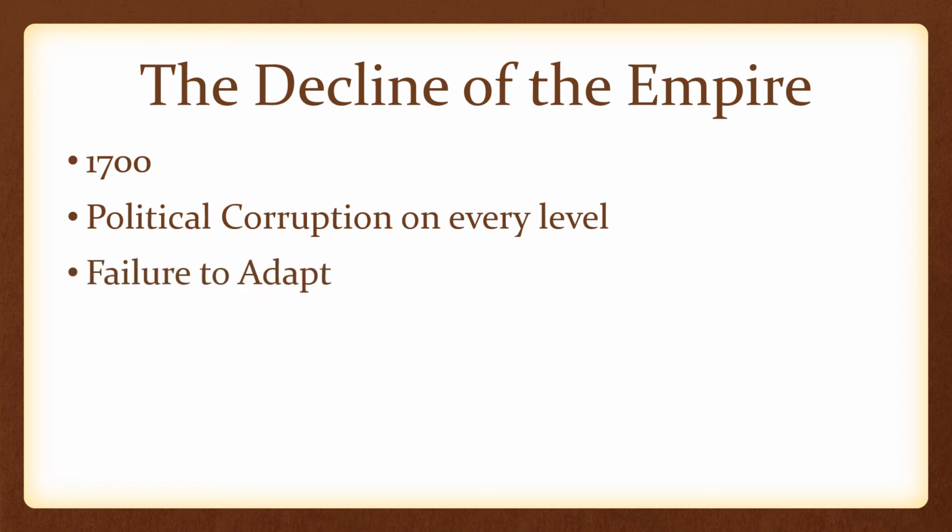Failure to adapt. Other countries in the 1700s and 1800s are becoming far more centralized. Their economies are becoming far more diverse. They're industrializing. Quite frankly, the Ottomans don't do that. There was a slight lack of natural resources, but as we see, a lot of the places where they could have had natural resources begin to leave in the 1700s and 1800s.